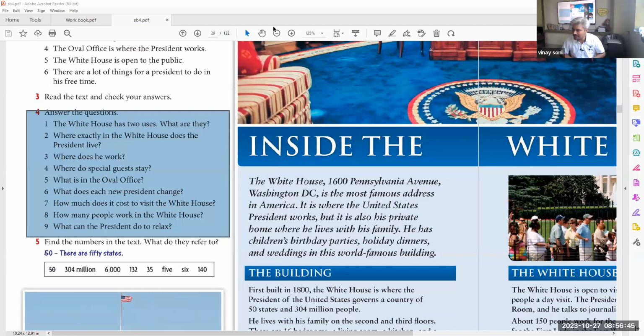And Lincoln's bedroom, right? They stay in Lincoln's bedroom and Queen's bedroom. Very good. Okay. And what is in the Oval Office? Yeah, he works there. He works in the Oval Office. And what is there? What is in the Oval Office?